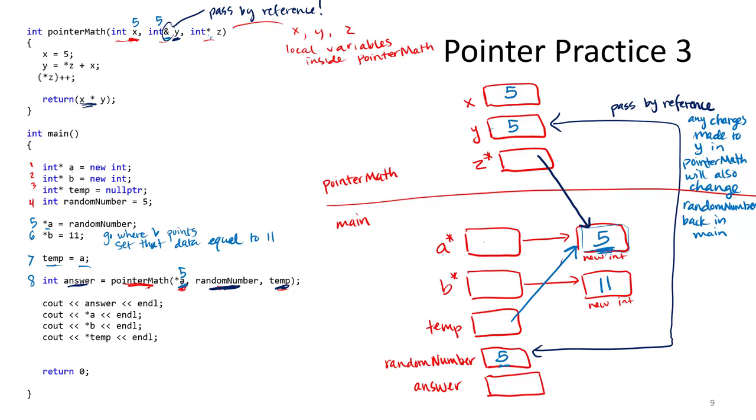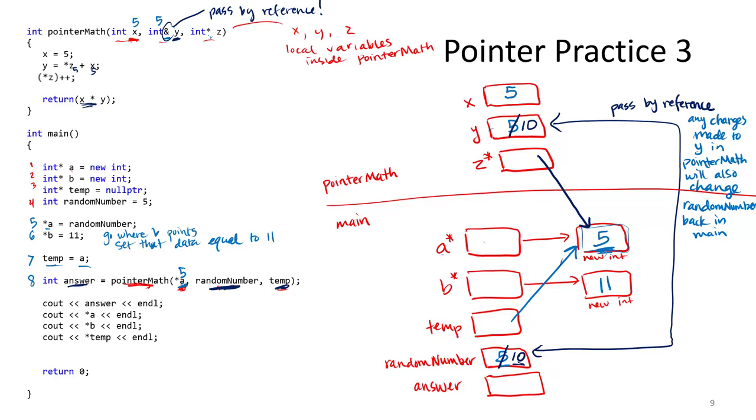But look what happens to y. y equals asterisk z plus x. Well, asterisk z, that's the value z points at. z is pointing at 5, so we plug that in. And then x holds the value 5, so y is going to be equal to 5 plus 5, or 10. But since y is passed by reference, we also need to update random number to hold the value 10.